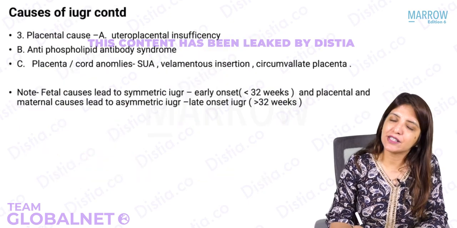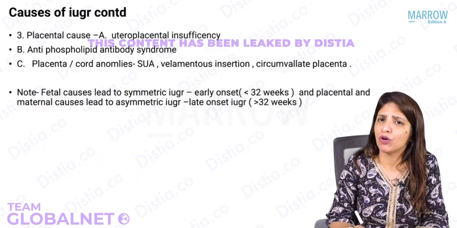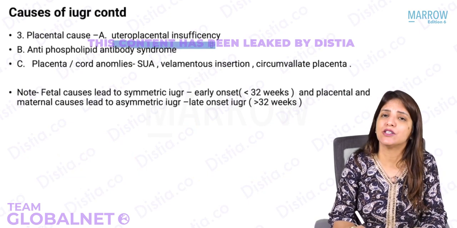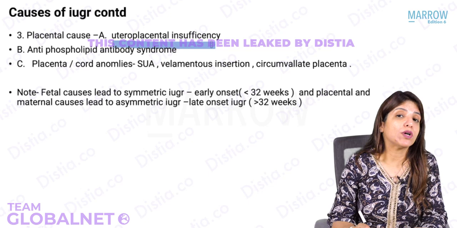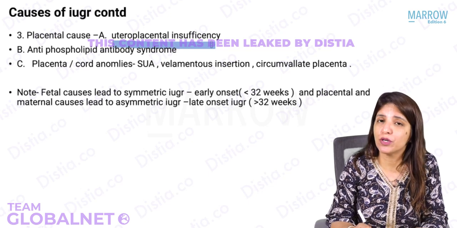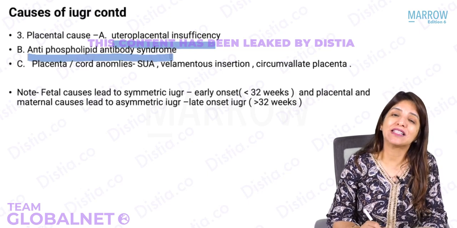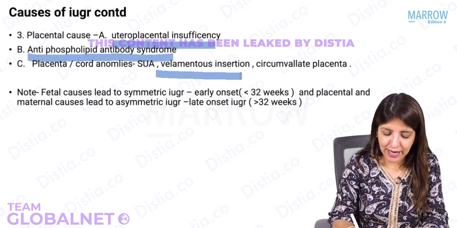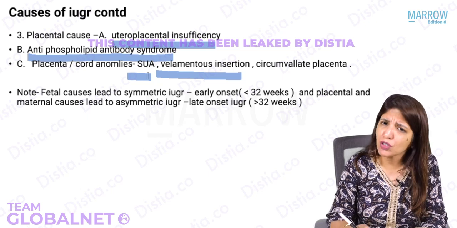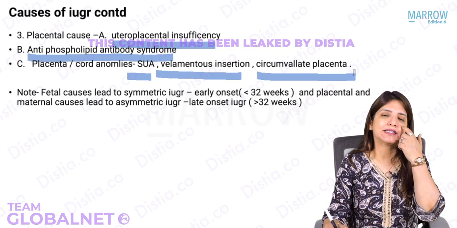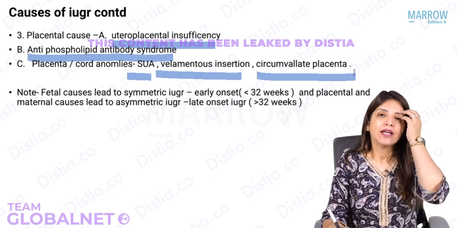Now, what are the placental causes which can lead to IUGR? I'm sure all of you know that. We did it in PIH also, that uteroplacental insufficiency leads to IUGR. Then when I took antiphospholipid antibody syndrome, I told you it can lead to IUGR. Also placental anomalies, like single umbilical artery, velamentous insertion of the cord, circumvallate placenta, all these can lead to IUGR.